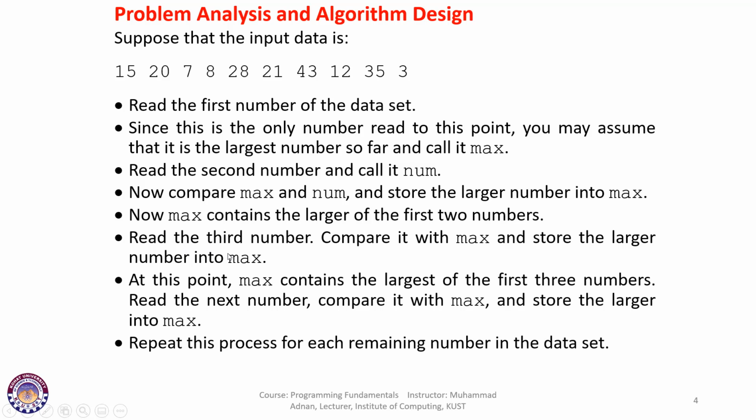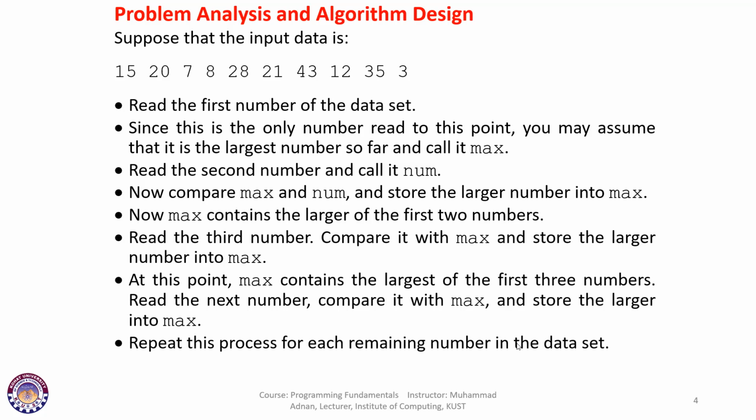After this process, we are going to read the third number, compare it with max, and store the largest number into max. So we take the third number and compare it with the number stored in the max variable, and the largest of these two numbers will be stored in the max variable. At this point, max contains the largest of the first three numbers. We are going to repeat this process. We read the next number, compare it with max, and store the largest into max. Repeat this process for each remaining number in the data set. So this is the problem analysis and the problem design.